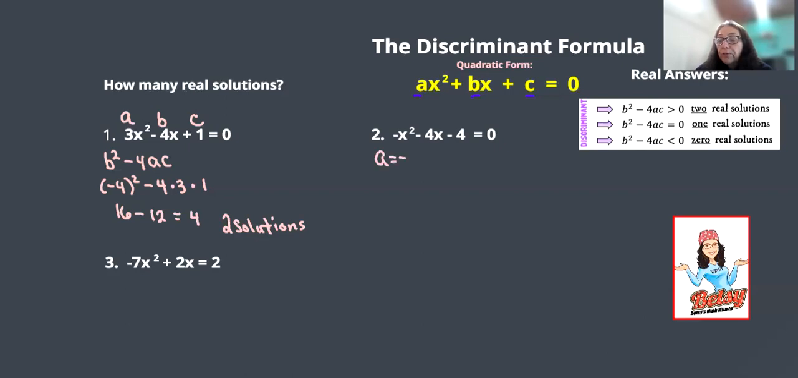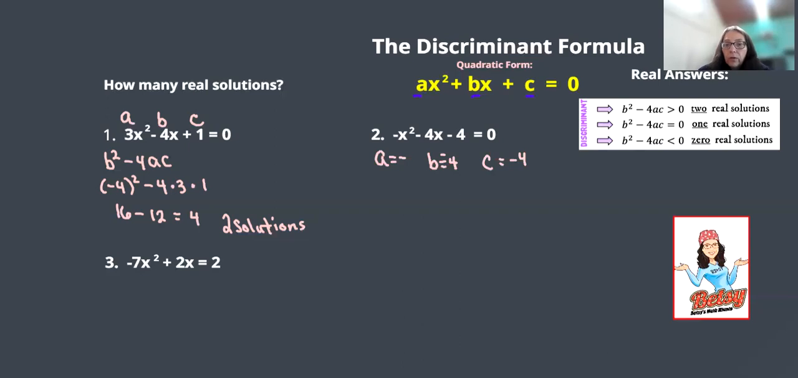B is the number in front of your x. B is going to be negative 4. And C is a number by itself, so C is -4. It already equals 0, so we didn't have to move anything.